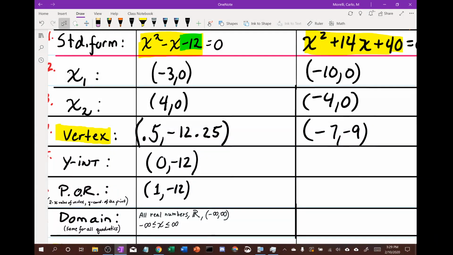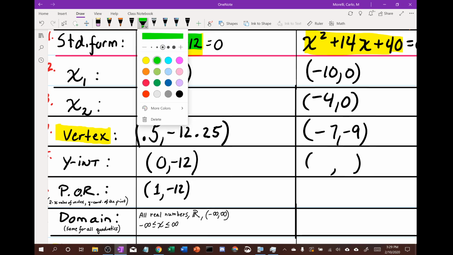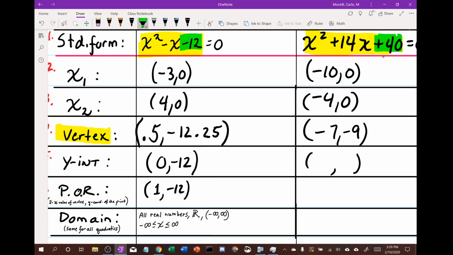Now, can you guys tell me what the y-intercept is? Look at the C value. Yeah, so 0 comma 40. Now, the point of reflection is 2 times the x value of the vertex, comma, the y-intercept. So this one's 40. What's the x? 2 times the x value of the vertex. Negative 14.